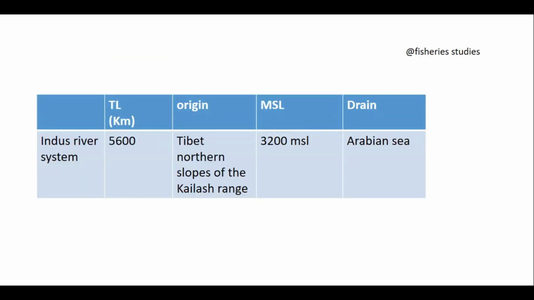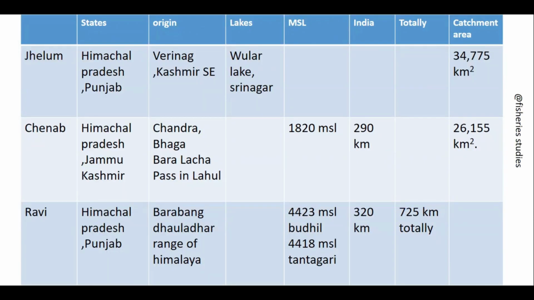Indus River System. Its origin is in Tibet on the northern slopes of the Kailash Range. It drains into the Arabian Sea. Under the Indus River System, there are 5 rivers: Jhelum, Chenab, Ravi, Satluj and Beas. Jhelum's origin is Verinag in Kashmir. Chenab's origin is at Baralacha Pass in Lahul. Its 2 rivers are the Chandra and Bhaga. Ravi's origin is Bara Bangal in the Dhauladhar range of the Himalaya.